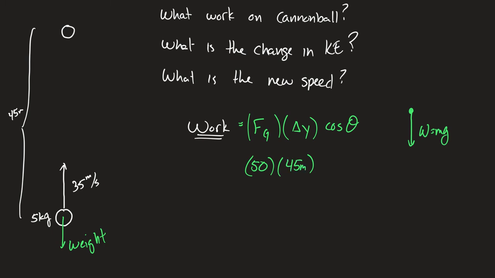But here's where I need to be a little bit cautious. The cannonball traveled upwards, so the displacement is upwards, but the weight was acting downwards the whole time. So the angle between the displacement, delta y, and the weight, well, that's 180 degrees. So I got to put the cosine of 180 degrees here.